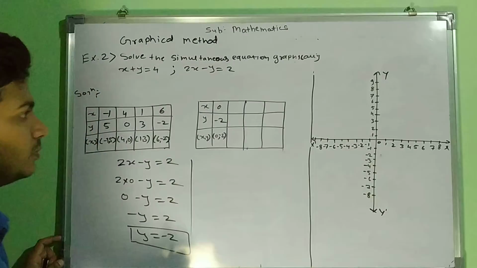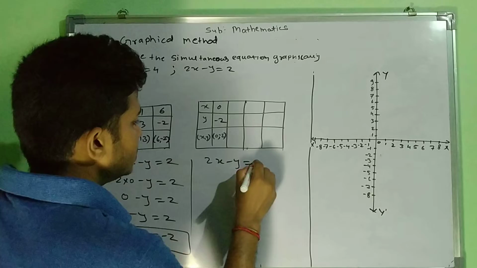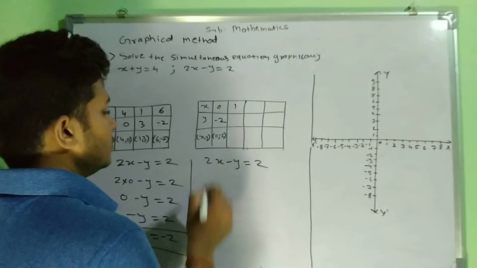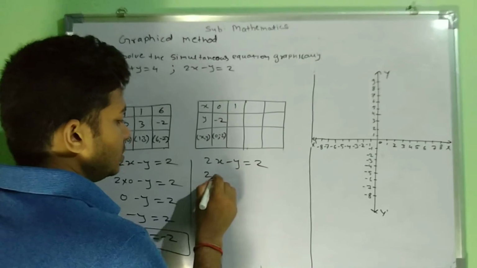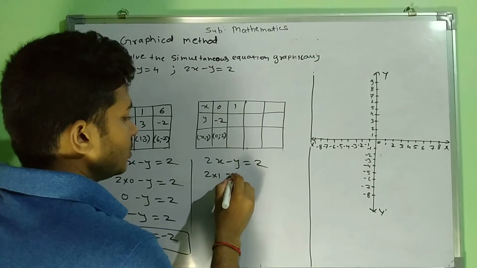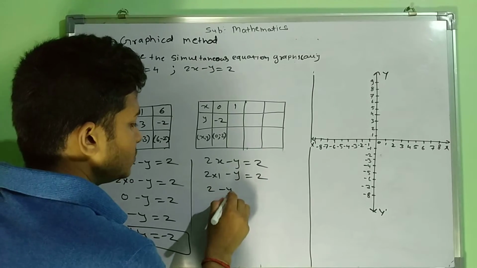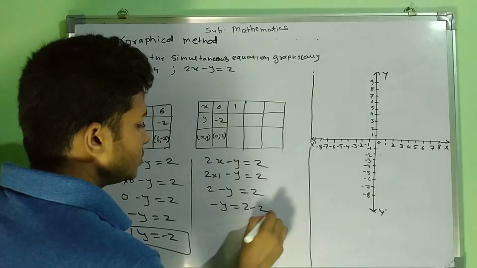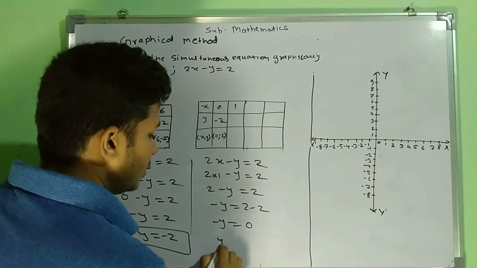We need to find 3 more order pairs. Our equation is 2x minus y equals 2. Suppose we take the value of x as 1. Then 2 times 1 minus y equals 2, so 2 minus y equals 2. Minus y will be equal to 2 minus 2, so minus y equals 0 and y equals 0.